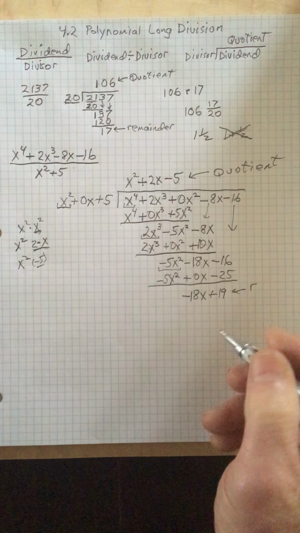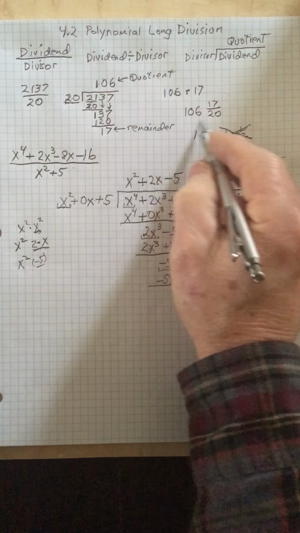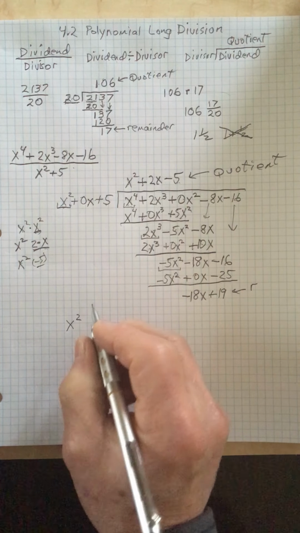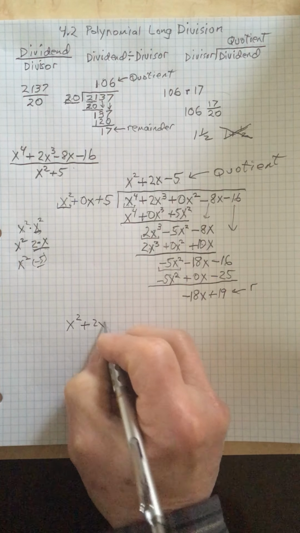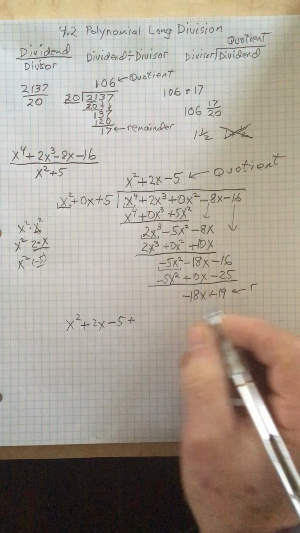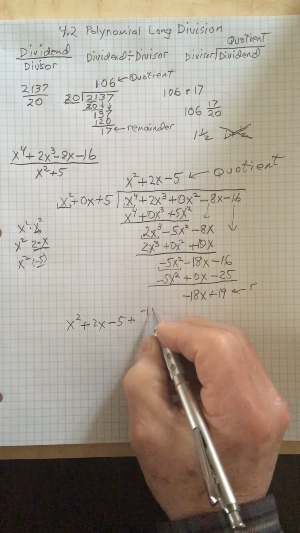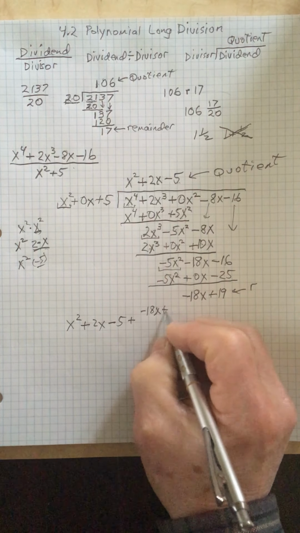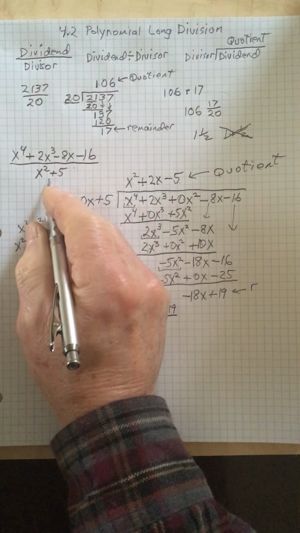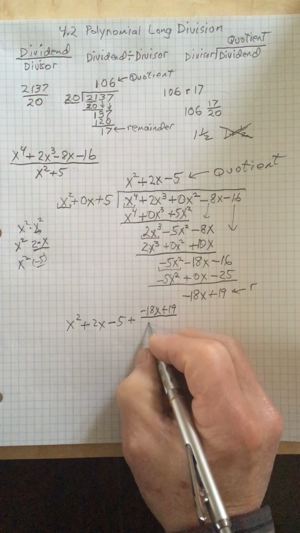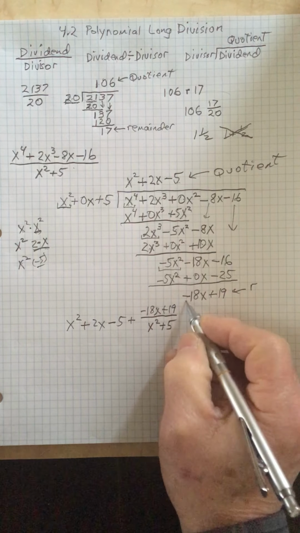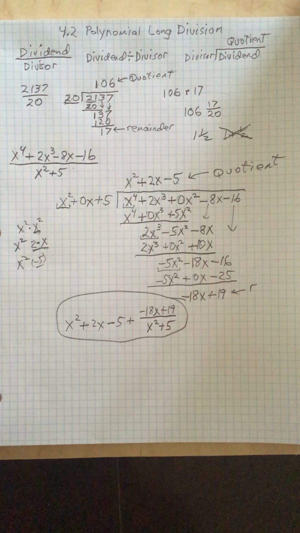How do we write the answer? Like this, but with a plus sign. So the answer is x squared plus 2x minus 5 plus remainder over the divisor. And we don't need the 0 fill in there anymore. So there it is.